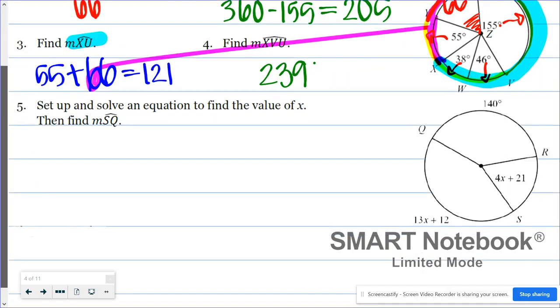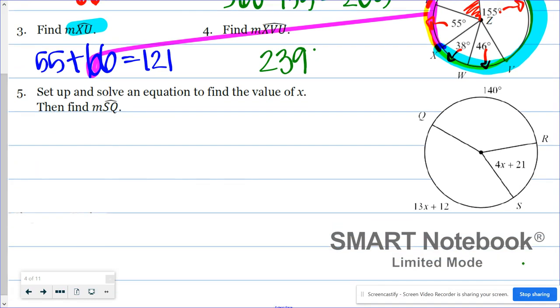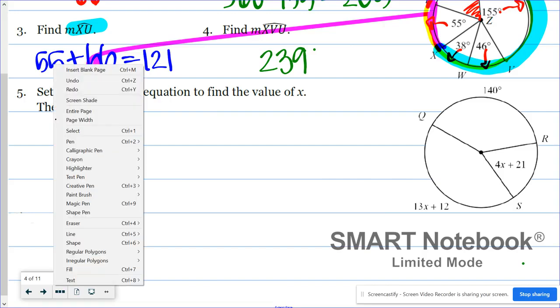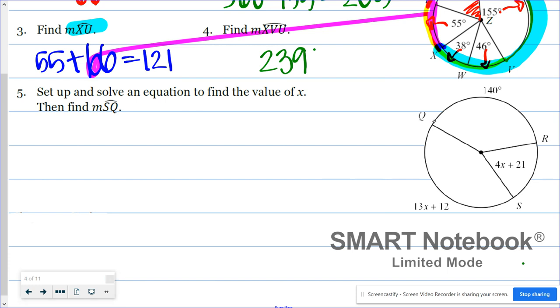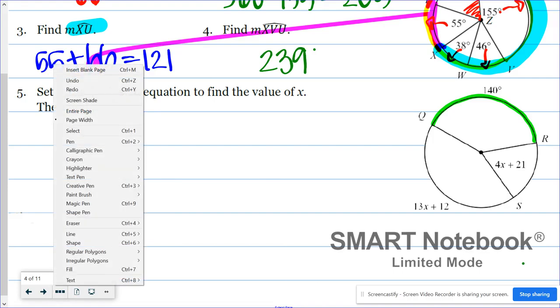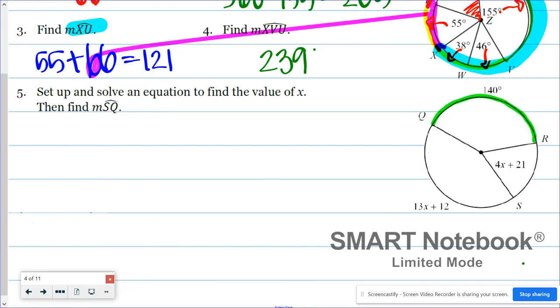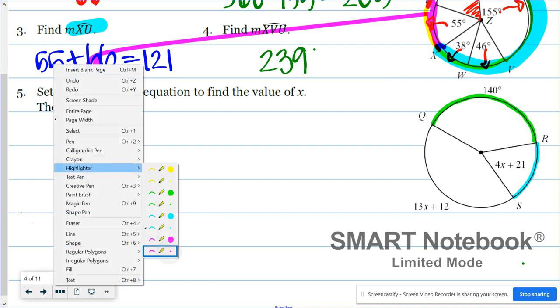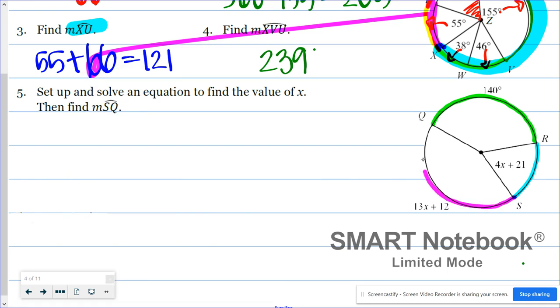Problem number 5 brings in some algebra because, of course, we can't go abandoning those skills. Number 5 says to set up and solve an equation to find the value of x, then find the measure of SQ. If you look at the diagram, they have basically given you everything you could possibly ask for. They told you arc QR was 140. They told you this angle here is 4x plus 21, but the arc would be the same. And then the third arc has a measure of 13x plus 12.